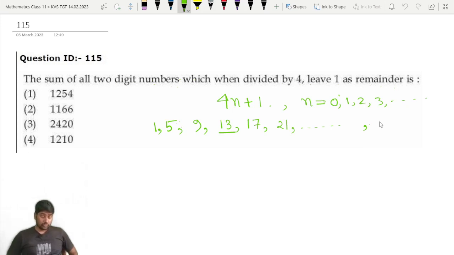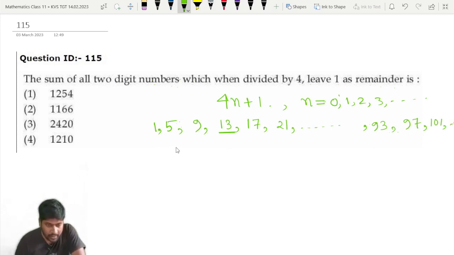Okay. 90 is not divisible by 4. 91 is not. 92 is divisible by 4. So 93, somewhere 93 will come. If you divide 93 by 4, then 1 will be the remainder. 4 times 23 is 92, remainder 1. Then 97 will come. Then 101 will come, but that I will not take. Like this it will go on.